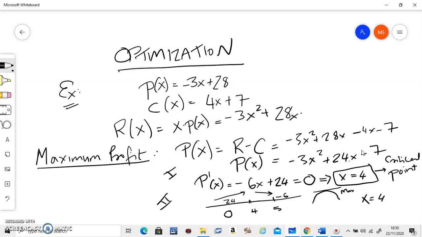And then what do you do? Plug the 4 into the main profit function and find the actual value of profit. Okay, this is an example of finding maximum profit. Now let's do an example of point of diminishing returns.